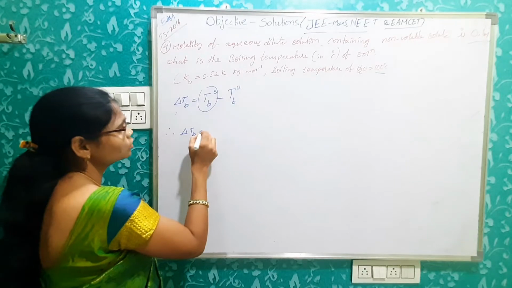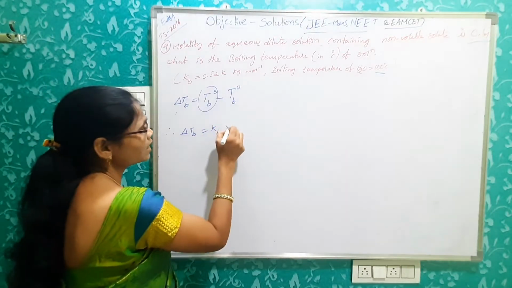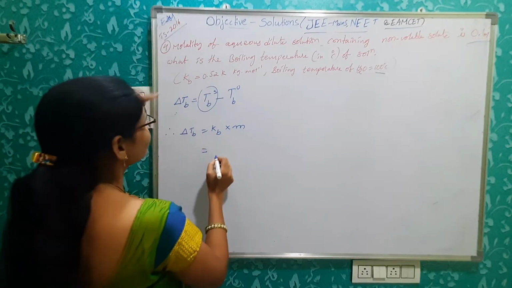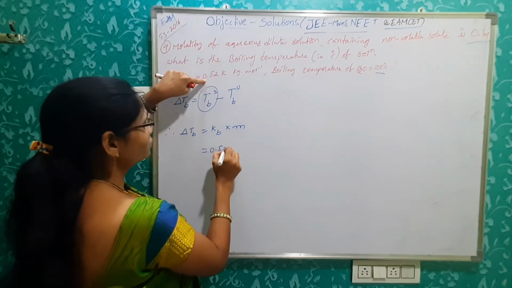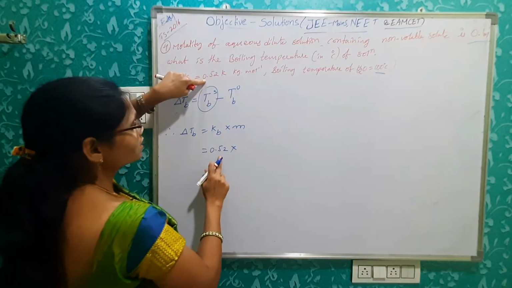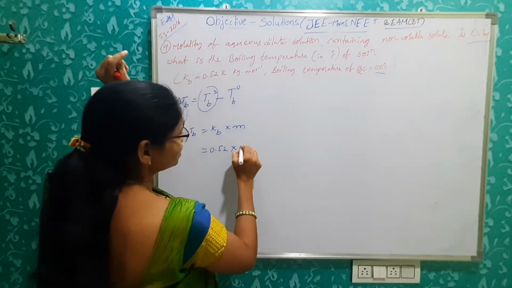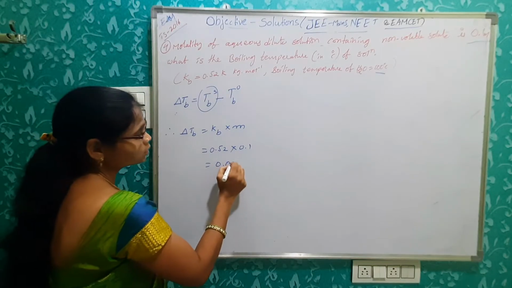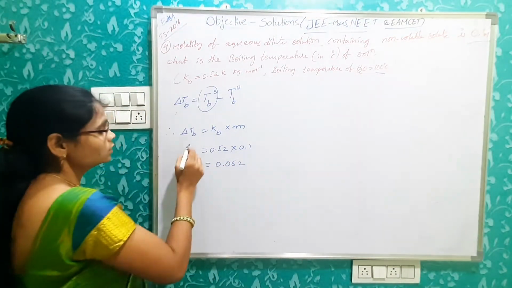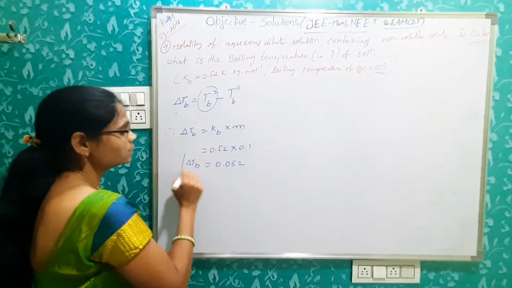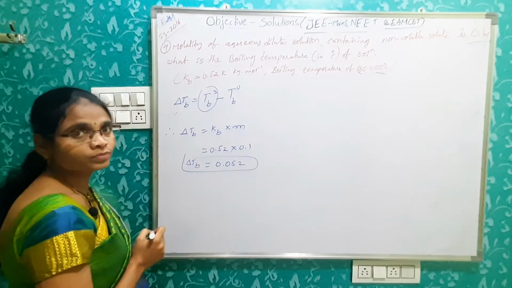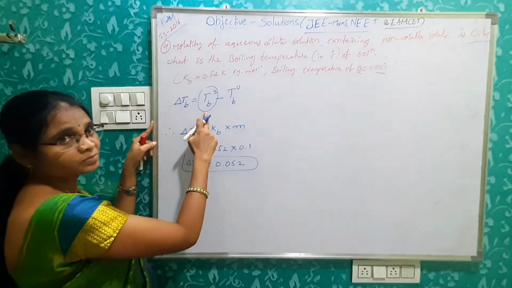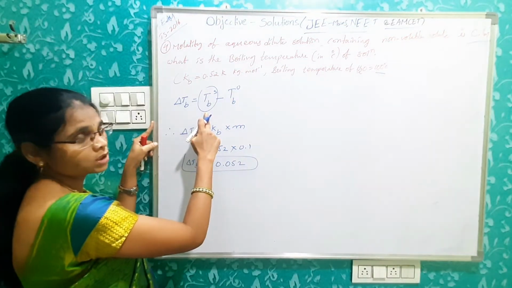Delta Tb is equal to Kb into molality. So Kb is given as 0.52, the ebullioscopic constant. Molality is given as only 0.1. So that is 0.052. Okay. So delta Tb is calculated as 0.052. Clear? Now we have to calculate TBS, boiling point of solution.